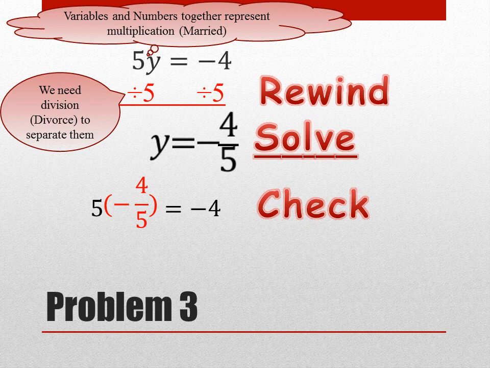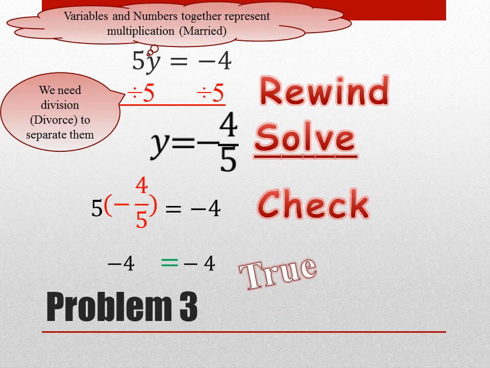So I have 5 times negative 4 over 5, trying to see if it's going to equal negative 4 to find out if this is true. So 5 and 5 in the denominator, those two cancel each other out, and I'm actually just left with negative 4. Well, since both sides are negative 4, it looks like they are equal, and this is true.